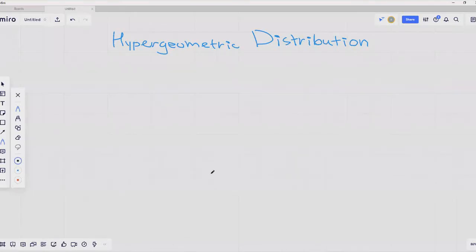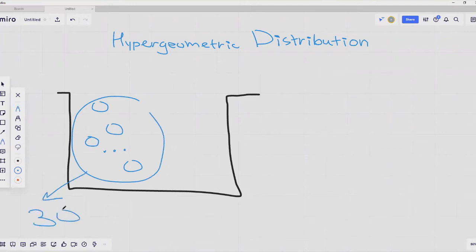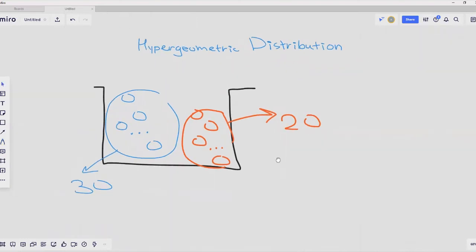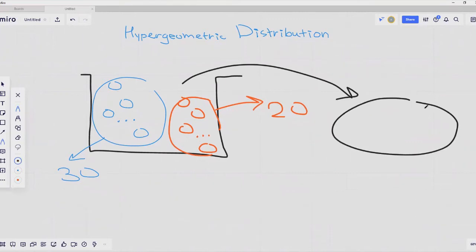In this video, we are going to study hypergeometric distribution. Let's assume that we have an urn with 30 blue chips in it. And let's say there are also 20 red chips in that urn. Let's assume that we are drawing a sample of 7 chips without replacement.